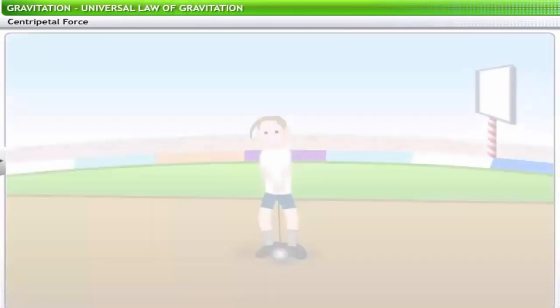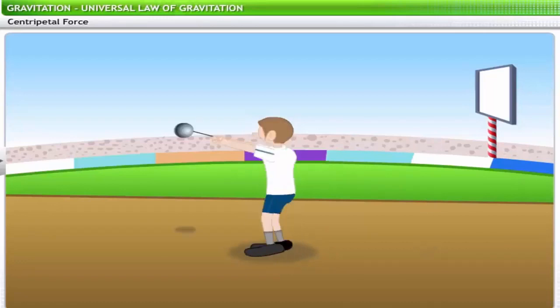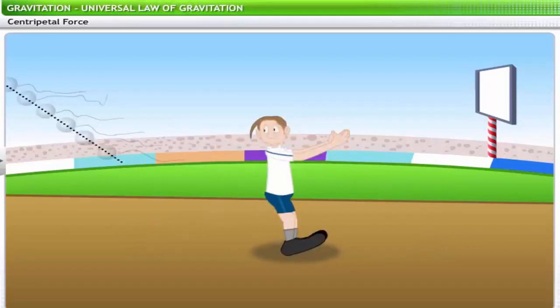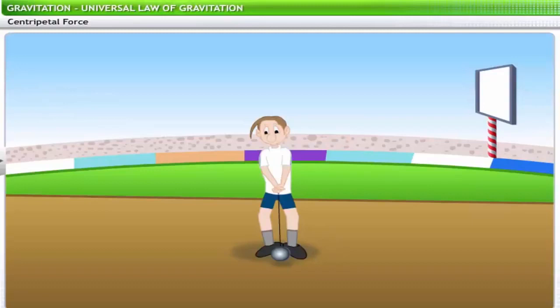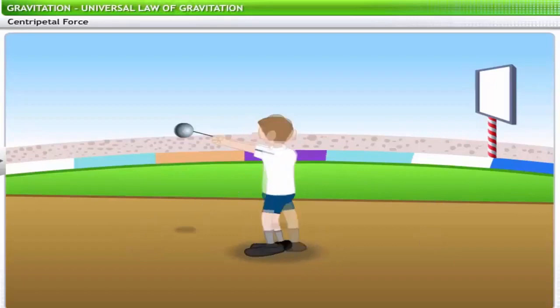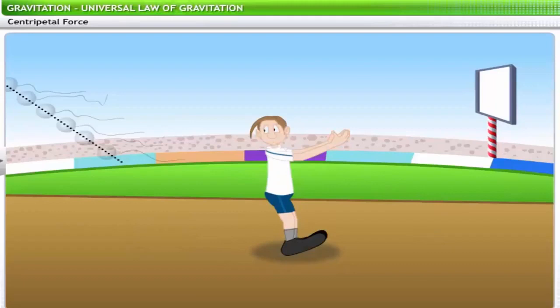For a better understanding of centripetal force, let's observe a game of hammer throw, an Olympic athletic event. Each thrower swings a hammer around and releases it at a point such that the hammer flies off in one direction. You can observe that the hammer gradually gains velocity as the thrower swings it around, and the hammer flies off in a straight line which is tangent to the circular path of its revolution.